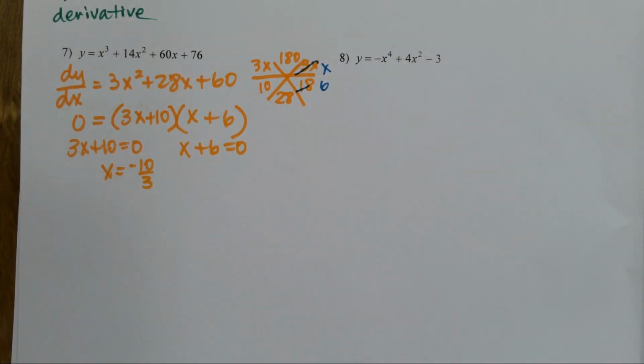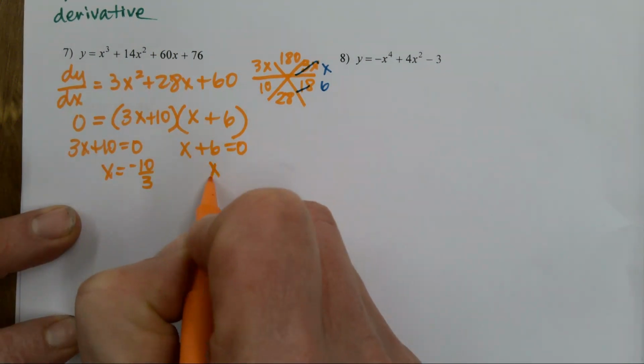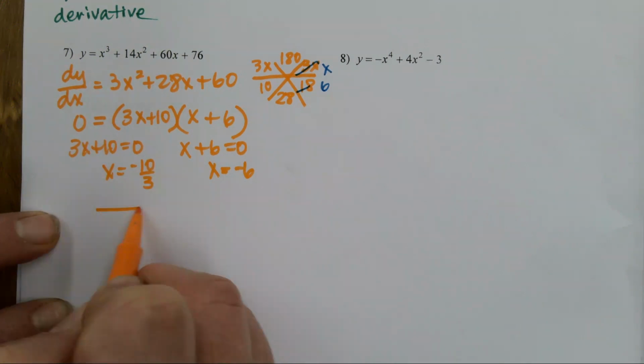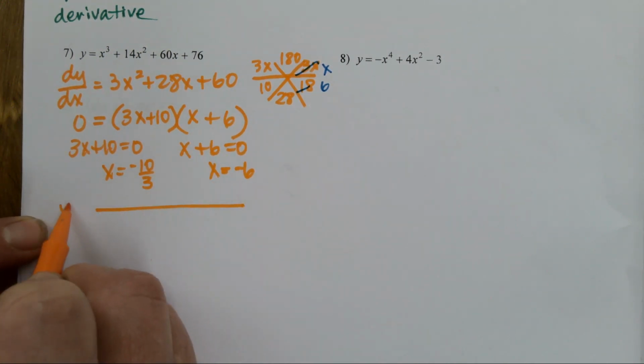Do we feel okay? Okay, good. Yeah, because I subtracted 10, I divided by 3. We're beyond algebra. We don't have to show all of those steps anymore. And then I have this other one at negative 6. Do we agree with that? Okay, good. So now I'm going to make what I call a y prime chart.